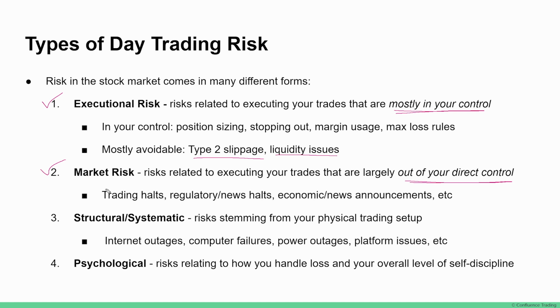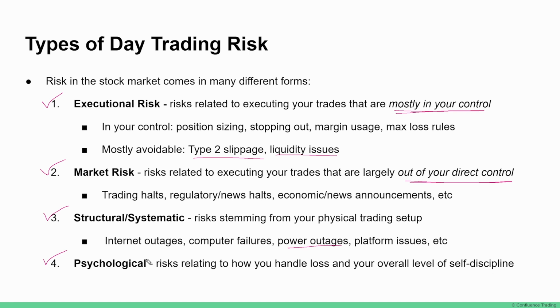The third type of risk that you'll face is structural or systematic risk. These are things like internet outages, computer failures, power outages, things that you probably don't think about until essentially it's too late and that you need to for sure have set up ahead of time before you're ever trading with real money.